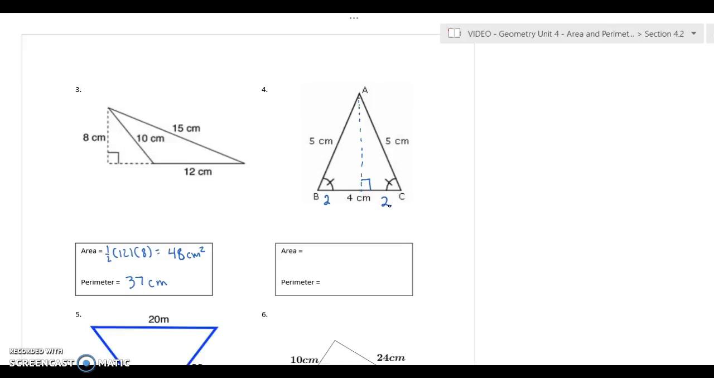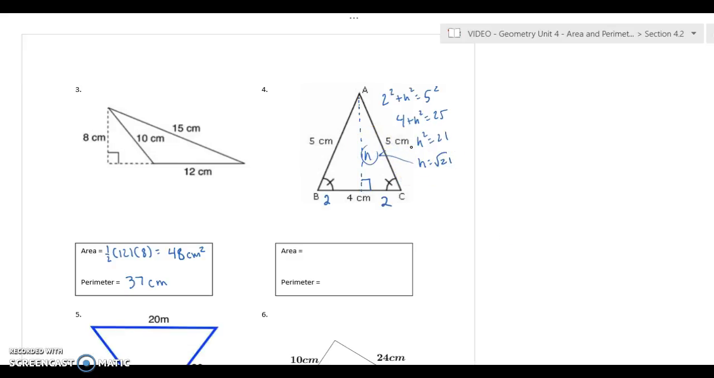Now, what I need to do is find out what the altitude actually measures. And to do that, I'm going to use the Pythagorean Theorem. So I'm going to take 2 squared plus, we'll call it h squared, equals 5 squared. So we have 4 plus h squared equals 25. H squared is 21. So then h would be the square root of 21. So that's my height right there.